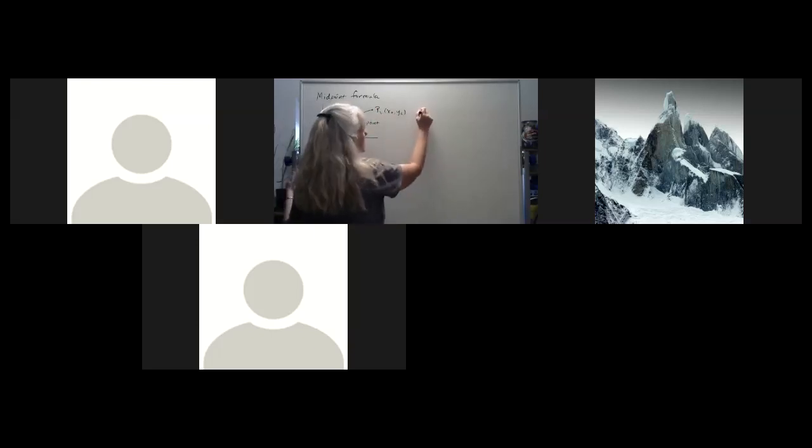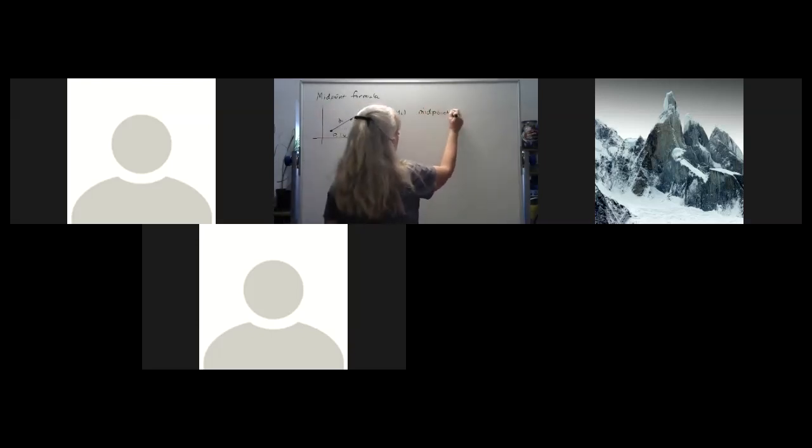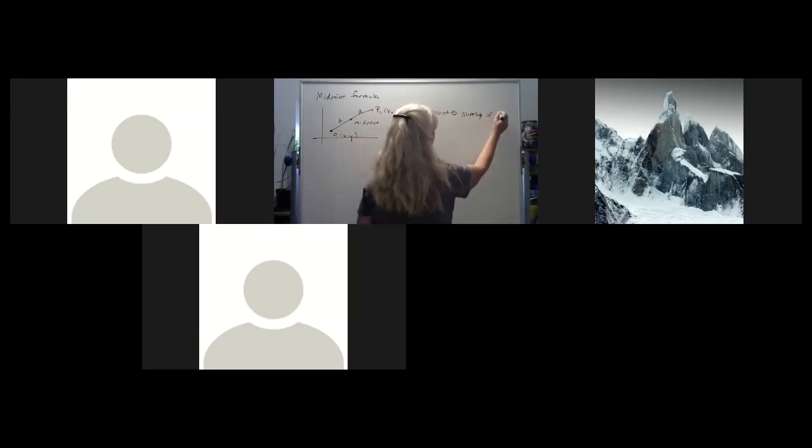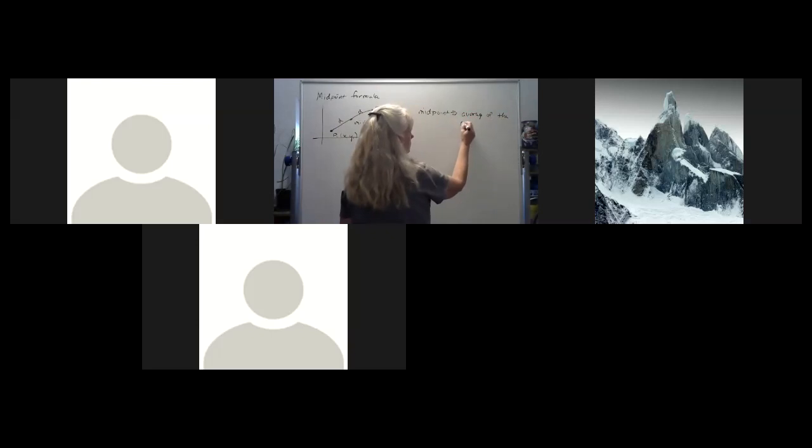So the midpoint really is an average of the coordinates. So in other words, we'll average our x coordinates and we'll average our y coordinates, because that's how you find something in the middle.